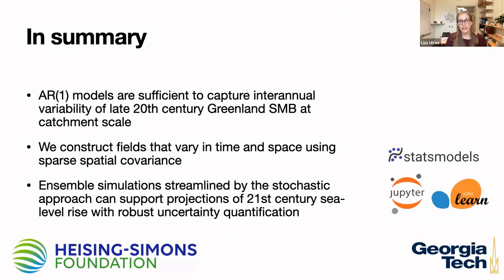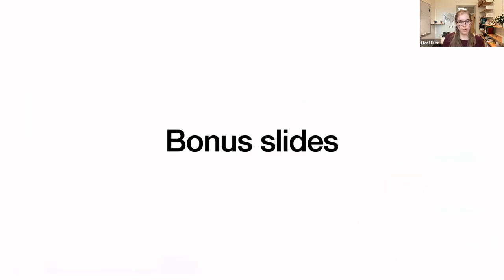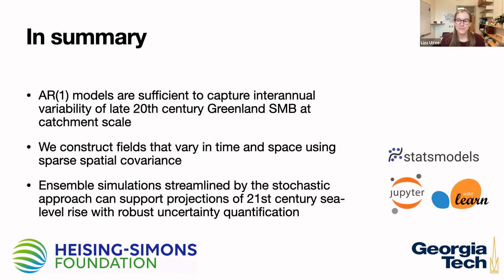So to summarize what I've mentioned today, we found that very simple low order autoregressive models are sufficient to capture the interannual variability of Greenland surface mass balance in the late 20th century at catchment scale. We're able to use this information to construct fields that vary in time and space using sparse spatial covariance, and ensemble simulations that are streamlined by a stochastic method like this can support projections of 21st century sea level rise with robust uncertainty quantification, and hopefully support coastal planning and other societally relevant applications of sea level information.